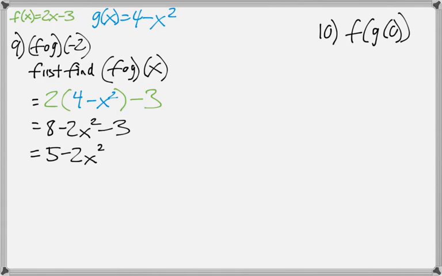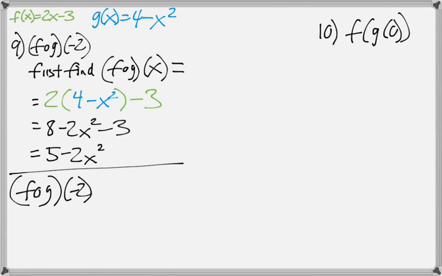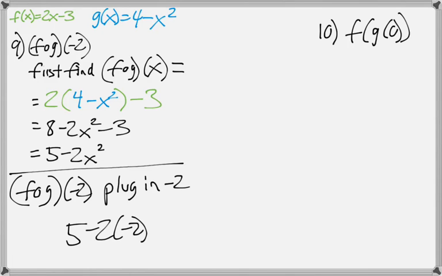Now, they want f∘g of -2. So again, this was f∘g of x, f composed with g of -2. You just want to plug in -2. So 5 minus 2 times -2 squared. If you type that into your calculator, you get -3. And that'll be your answer.